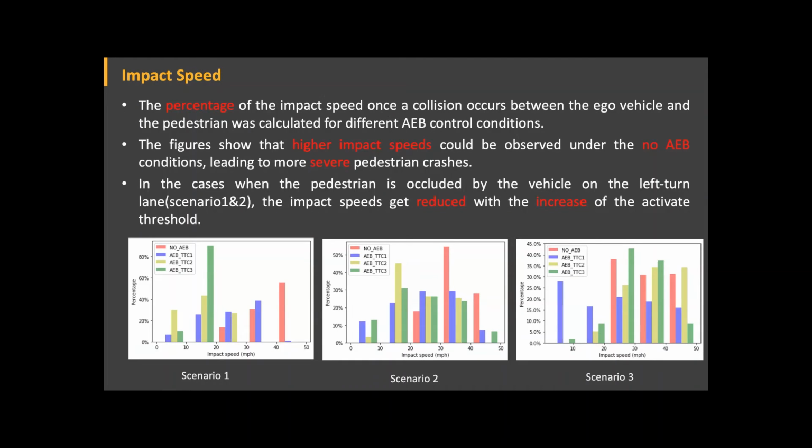The percentage of the impact speed once a collision occurred between the ego vehicle and the pedestrian was calculated for different AEB control conditions. The figure shows the higher impact speed could be observed under the no AEB conditions, leading to more severe pedestrian crash. In the case when the pedestrian is occluded by the vehicle on the left turn line, the impact speed gets reduced with the increase of the activation threshold.